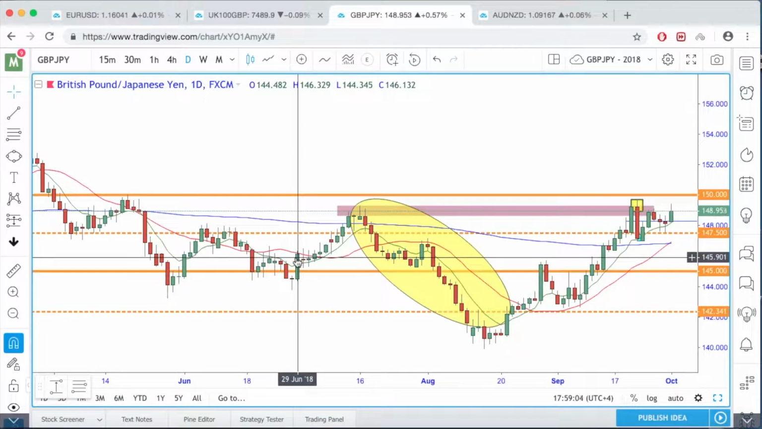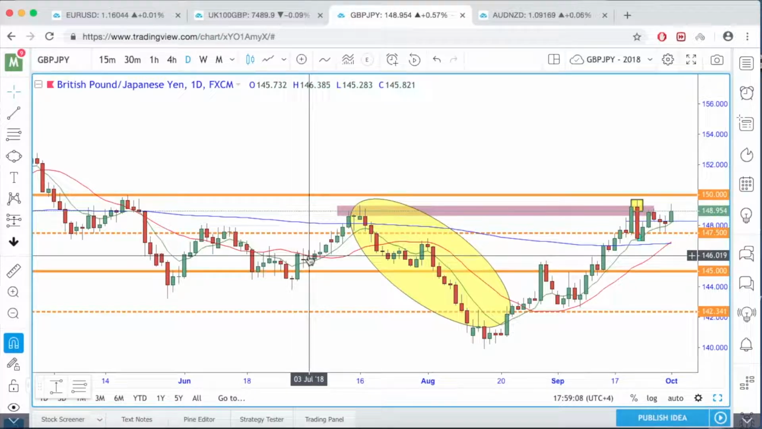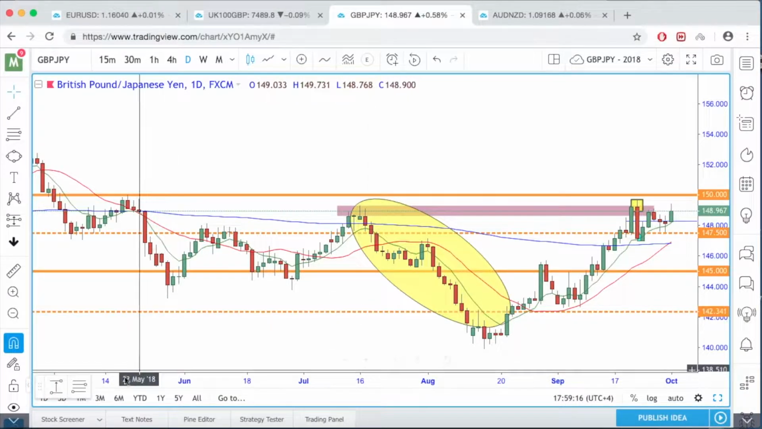So this was the 29th of June. If we move across, that must have been the weekend. 2nd of July, 3rd of July, 4th of July, and so on. The price is written here on the side, and the dates are at the bottom.